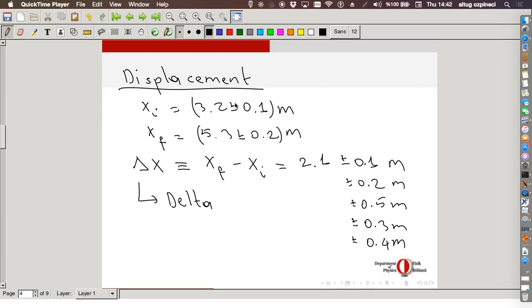So in this case, the initial position is between 3.1 meters and 3.3 meters, and the final position is between 5.1 meters and 5.5 meters. Those are the intervals. So if you take the difference, the displacement is somewhere between 2.4 meters and 1.8 meters. Again, you have only this interval. You don't know the exact displacement. We only know the range of values for delta x. Okay, this is the correct answer. Now, any questions on the displacement, the error bars?